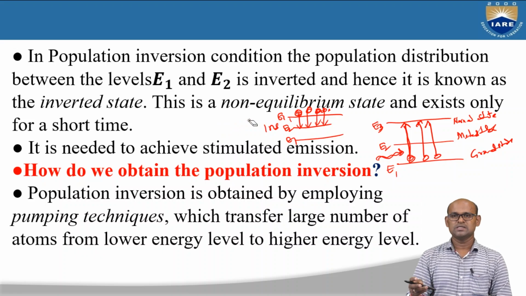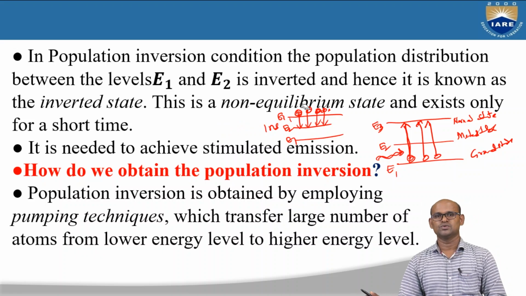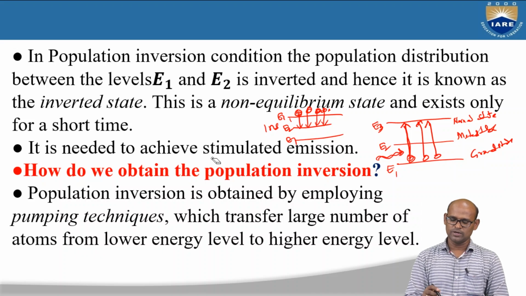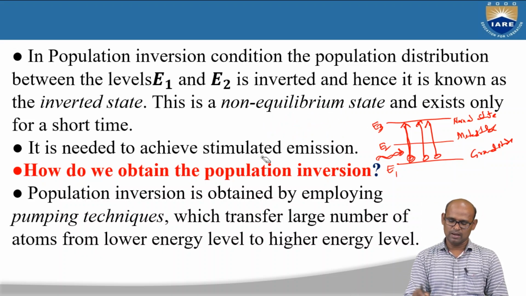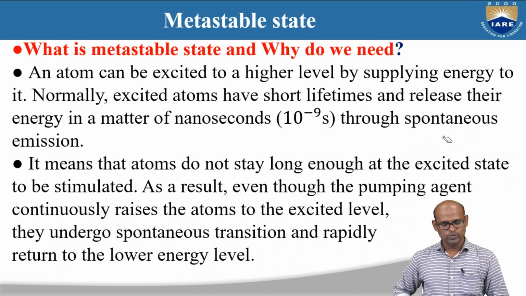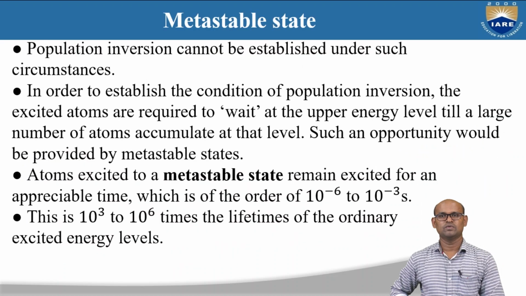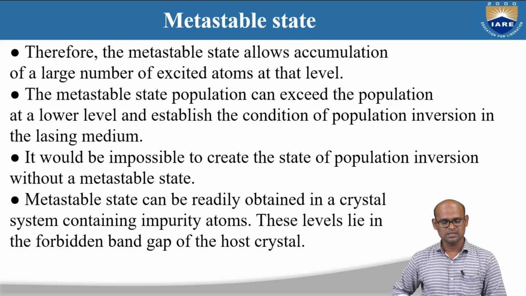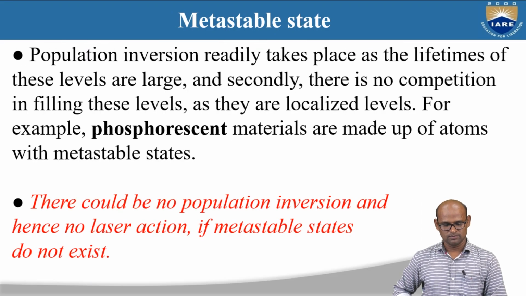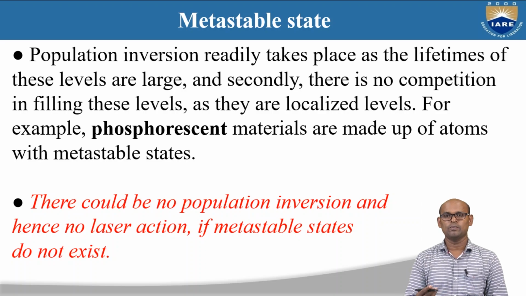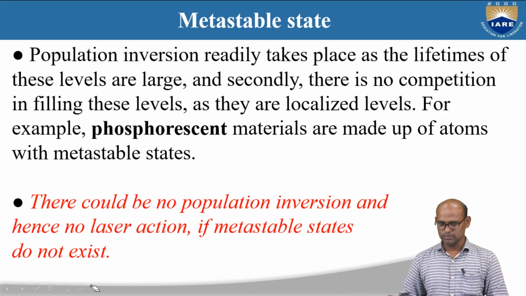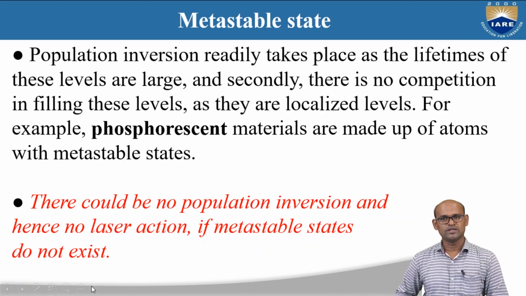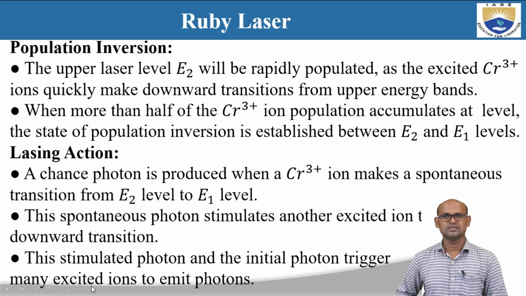Basically, this population inversion is achieved using pumping techniques, and once we have population inversion, we are going to have stimulated emission, and hence we are going to get coherent photons. These coherent photons are going to get amplified to give us a laser beam. So we need this metastable state and population inversion to get the lasing action. If the metastable state does not exist, we are not going to get any population inversion, and if there is no population inversion, we are not going to get any laser beam as output.